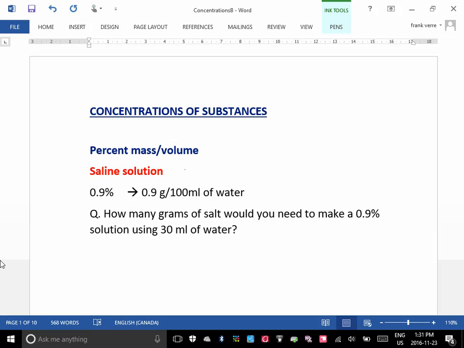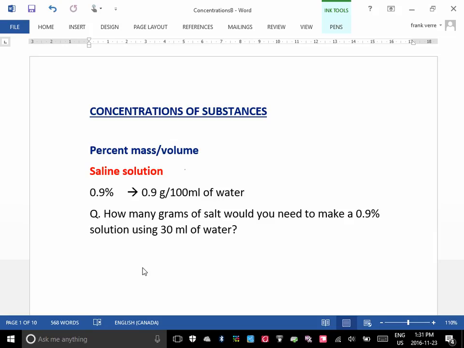The one we'll end up with is the one that you're most likely going to need to understand, which is moles per liter. We've been talking about the mole a lot. But we're going to start off with a different concentration, which is percent mass over volume. And this is a really easy one to understand. Basically, it's just the mass of a solute over the volume of the solvent, and the volume of the solvent is generally 100 milliliters. Okay?